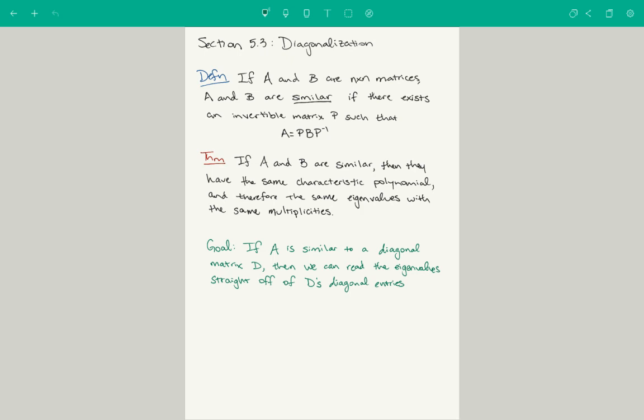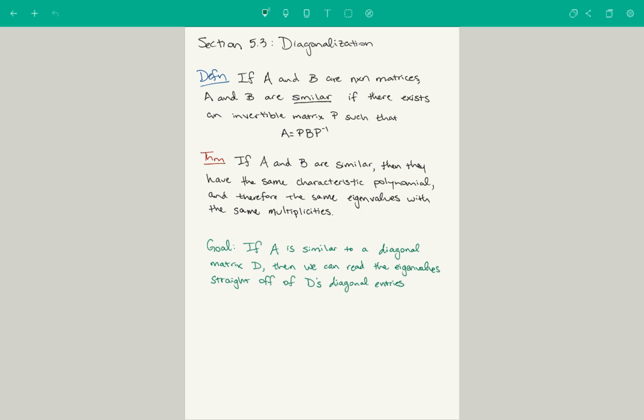What we showed in your practice exam is that if we take the determinant of PBP inverse, that's going to equal the same thing as the determinant of B. And that's what's going to be key in making all of this useful. So if A and B are similar, because the determinants are the same, that means they're going to have the same characteristic polynomial. So that means they'll have the same eigenvalues with the same multiplicities.